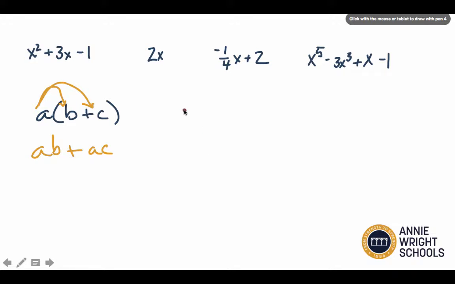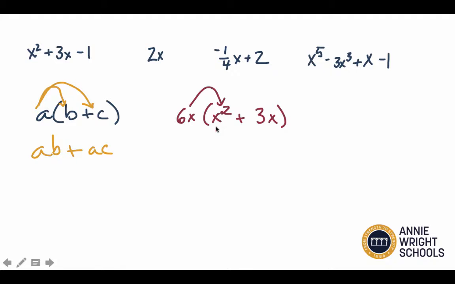If I give you 6x times x squared plus 3x, well, now you're just going to take 6x times x squared, and then you're going to add 6x times 3x. And what I would encourage you to think about is if I put some parentheses around these things, this is the problem that we were doing at the very first part of this unit. This is multiplying monomials together.